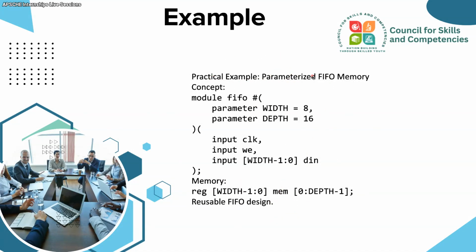Okay, so a parameterized FIFO memory, for example. Width is 8, depth is 16. So the D in is a vector of 8 bits, 0 to 7. And when we try to instantiate the memory, you can write mem, 0 to depth minus 1, so 16 entries. So this is an example where we can use our parameters, and we can write into it.